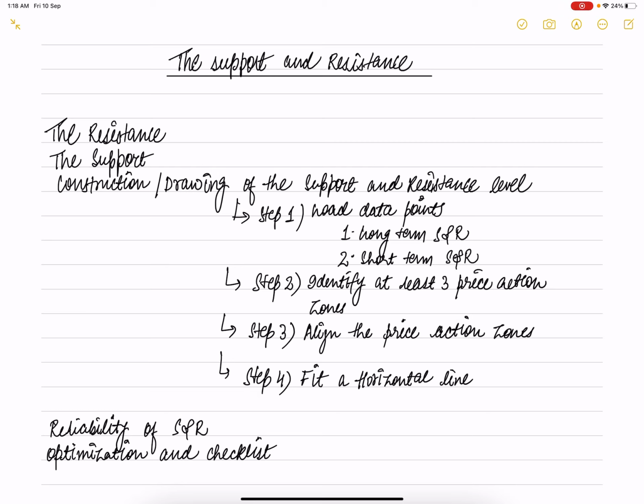So now coming to the first topic of the video, the resistance. As the name suggests, resistance is something which stops the price from rising further. The resistance level is a price point on the chart where traders expect maximum supply in terms of selling for the stock or the index. The resistance level is always above the current market price.